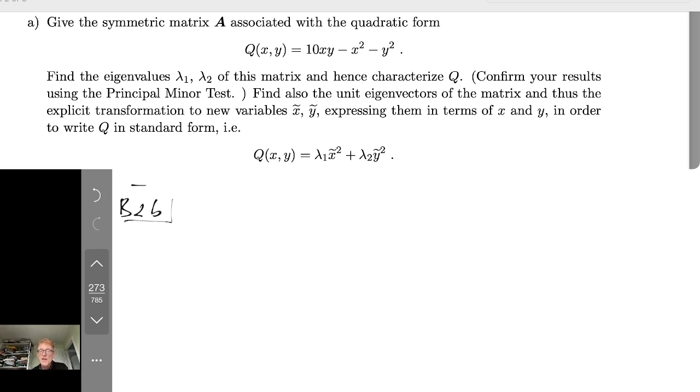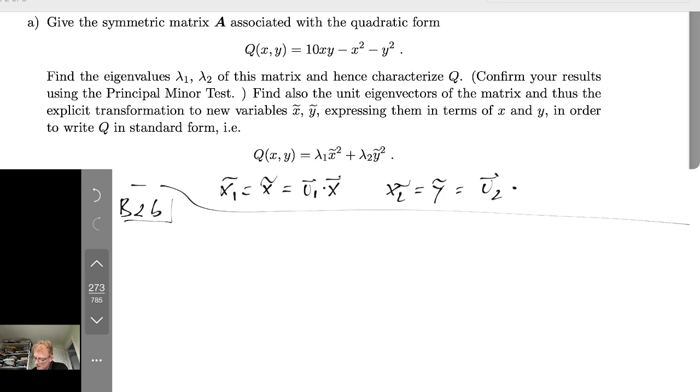So you take x1 tilde, which is x tilde, is the unit eigenvector inner product with the x vector, and x2 tilde, which is y tilde, is u2, the eigenvector, times the x vector.